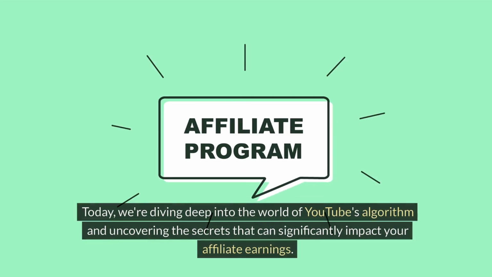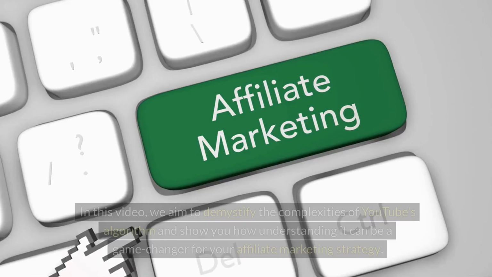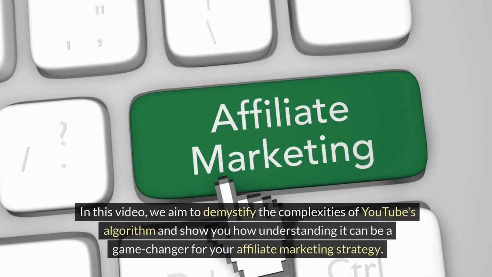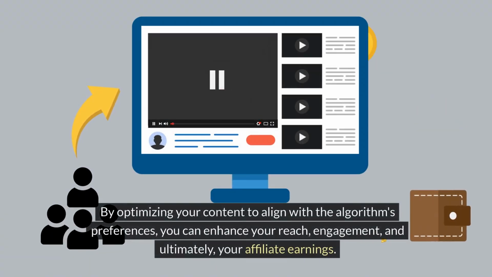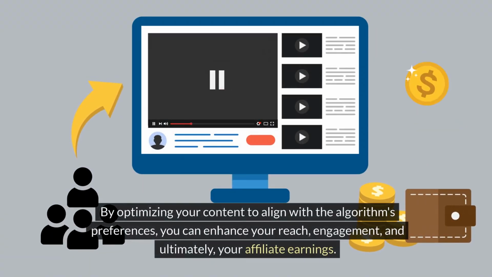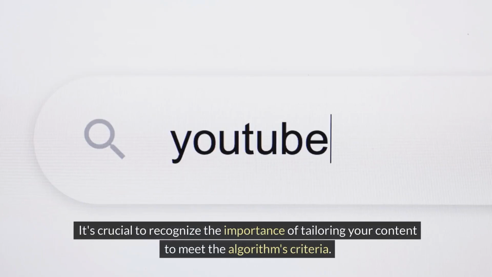Today, we're diving deep into the world of YouTube's algorithm and uncovering the secrets that can significantly impact your affiliate earnings. In this video, we aim to demystify the complexities of YouTube's algorithm and show you how understanding it can be a game changer for your affiliate marketing strategy. By optimizing your content to align with the algorithm's preferences, you can enhance your reach, engagement, and ultimately, your affiliate earnings. It's crucial to recognize the importance of tailoring your content to meet the algorithm's criteria.